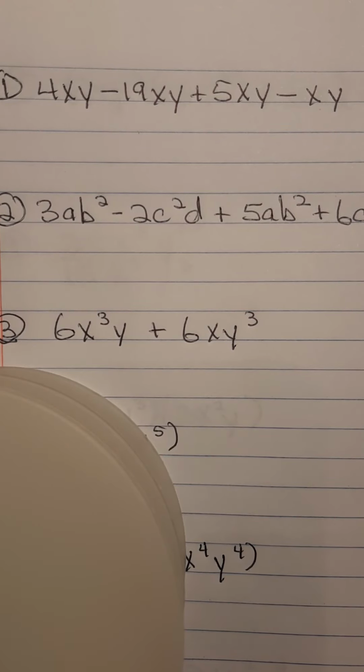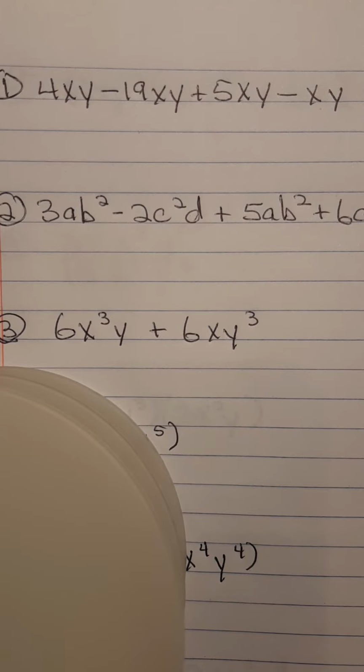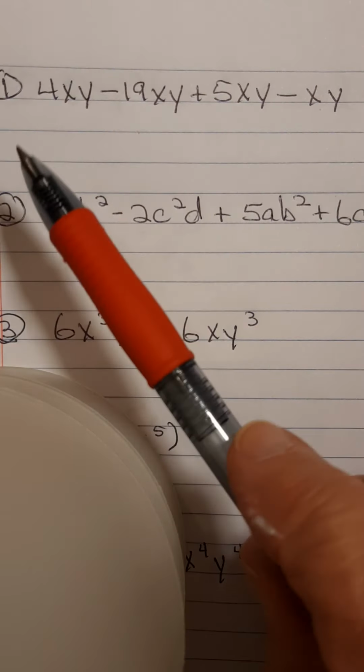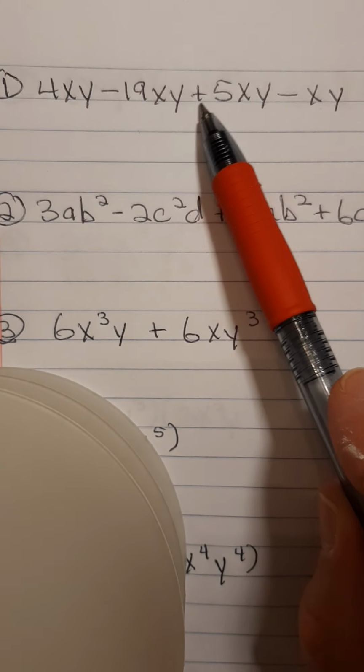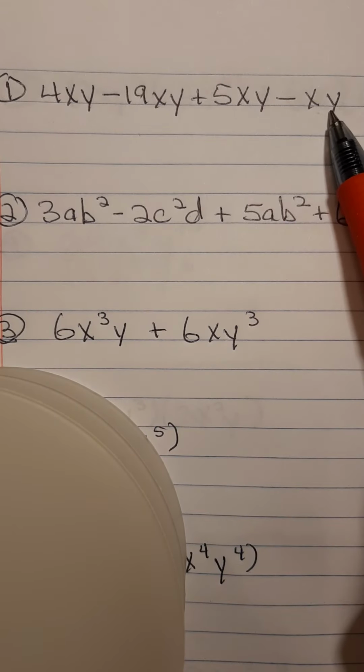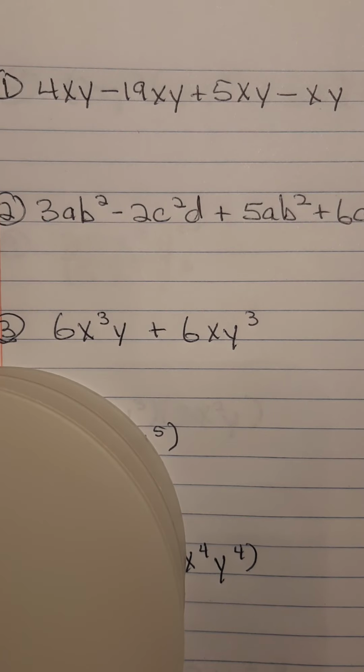Okay, we're going to go over some of our problems from Friday. Number 1 showed us that we have 4xy minus 19xy plus 5xy minus xy. Our variables are all the same in each monomial. They're an x and a y. And none of them have any exponents, so we can join all of these monomials together.